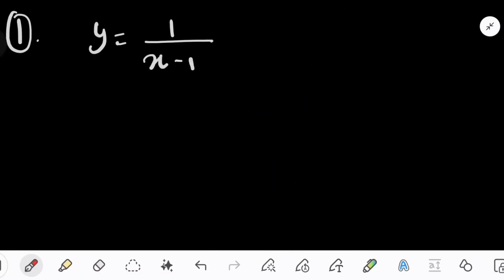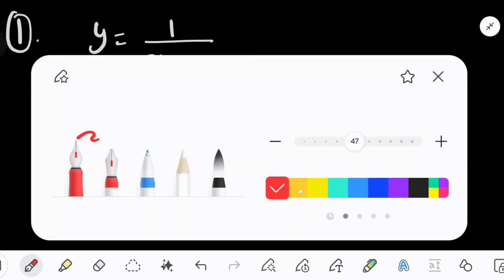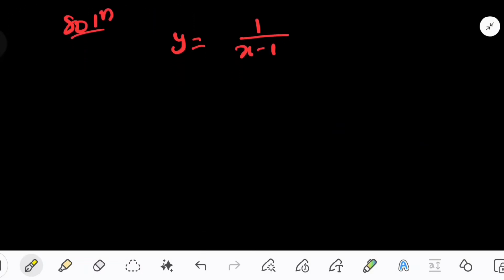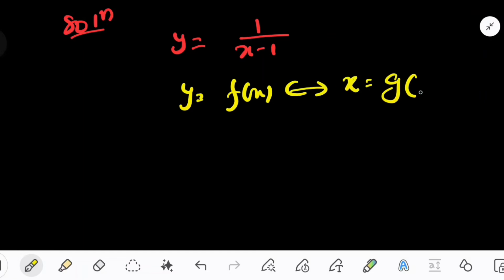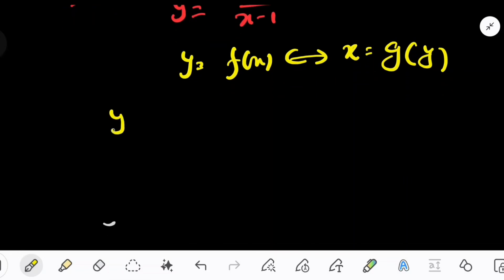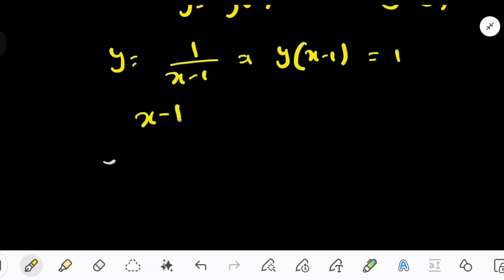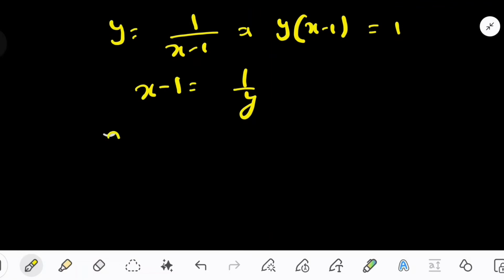Let's see first of all this simple question and how we'll solve it. y is equal to 1 upon x minus 1. What we do in this is that instead of writing y is equal to f of x, we will write x is equal to some g of y. Since y is equal to 1 by x minus 1, we will have y into x minus 1 is equal to 1. So x minus 1 is equal to 1 upon y. Hence x is equal to 1 upon y plus 1.